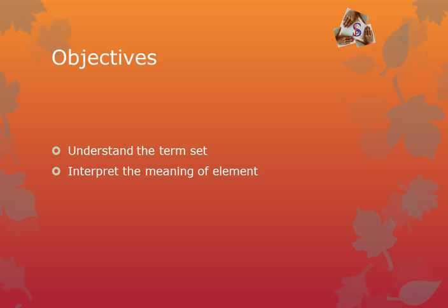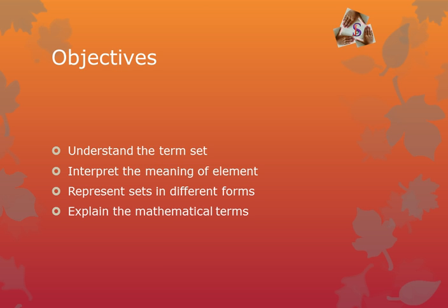At the end of this presentation, you will be able to understand the term set, interpret the meaning of element, represent sets in different forms, and explain the different mathematical terms. So what is a set? It is a collection of distinct objects that have something in common. In other words, a set is a collection of well-defined objects.